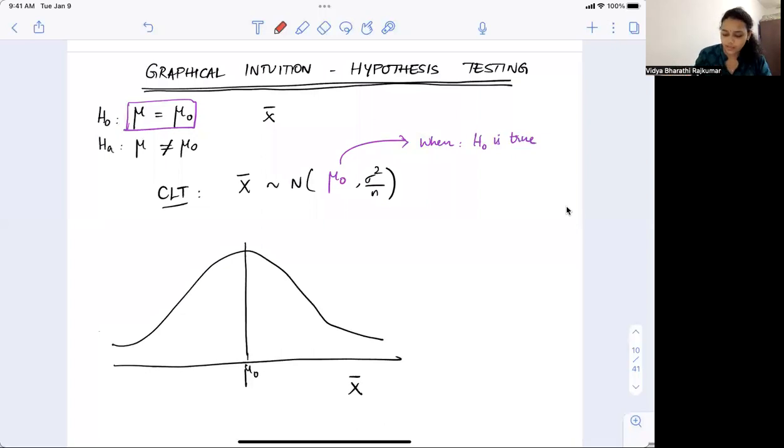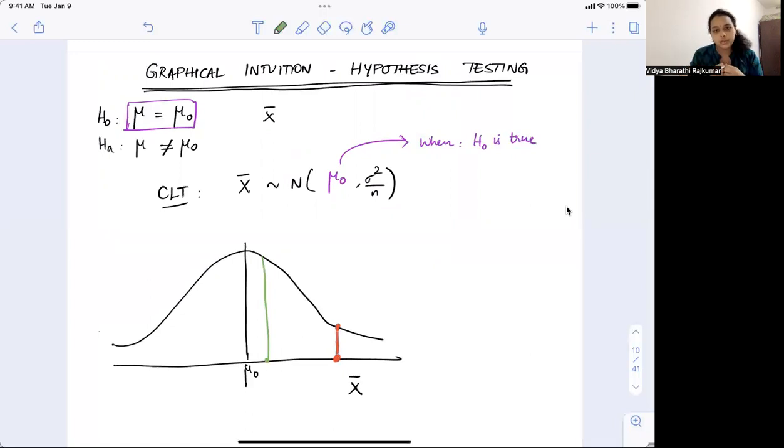In other words, suppose my x bar is a number here. Suppose my mu naught is 10 and my x bar happens to be 12. My x bar will be somewhere here. And I know that given the sampling distribution of x bar, there's a very low likelihood of getting that number. On the other hand, if I get an x bar that is somewhere here, then I know that there's a very high chance of getting a number like that.